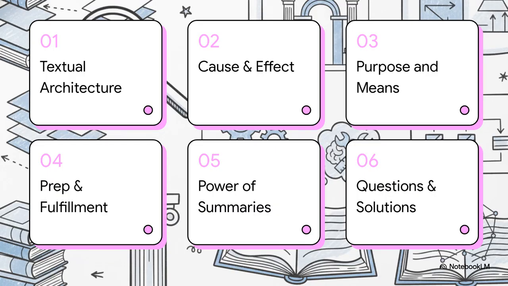So here's our roadmap for today. We're going to be looking at 6 key areas. 1, the hidden textual architecture. 2, cause, effect, and proof. 3, defining purpose and means. 4, preparation and fulfillment. 5, the power of summaries. And finally, 6, questions, problems, and solutions. All right, let's get started.